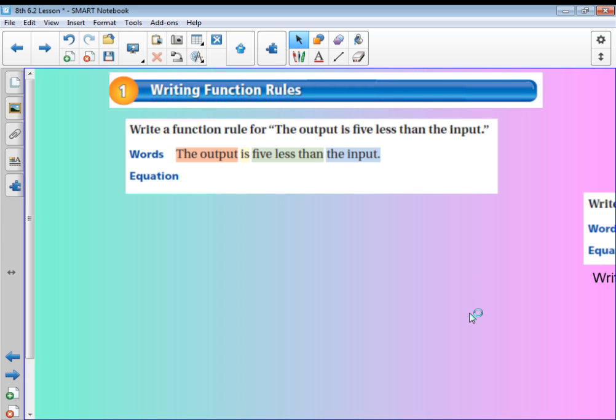Okay, this is lesson 6.2. Today, in this part of the lesson, we're going to be working with writing function rules and then evaluating functions.